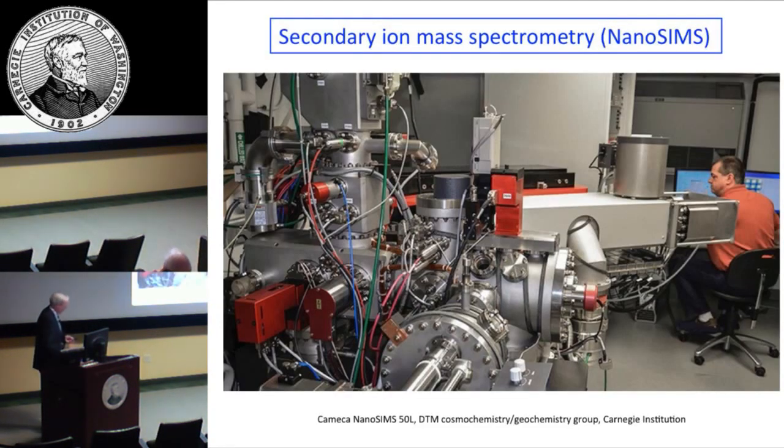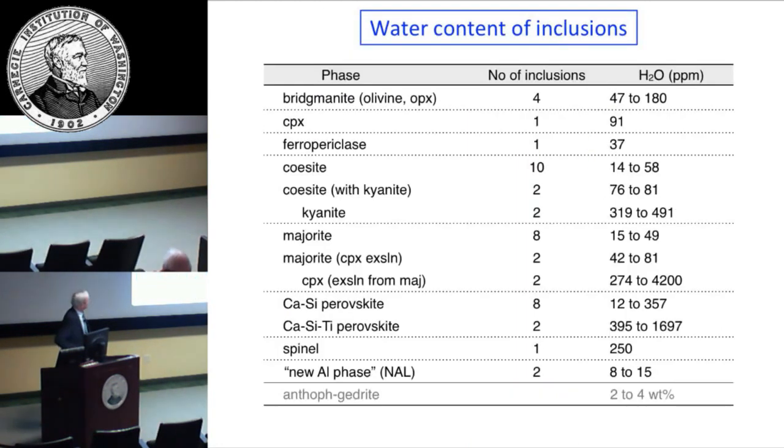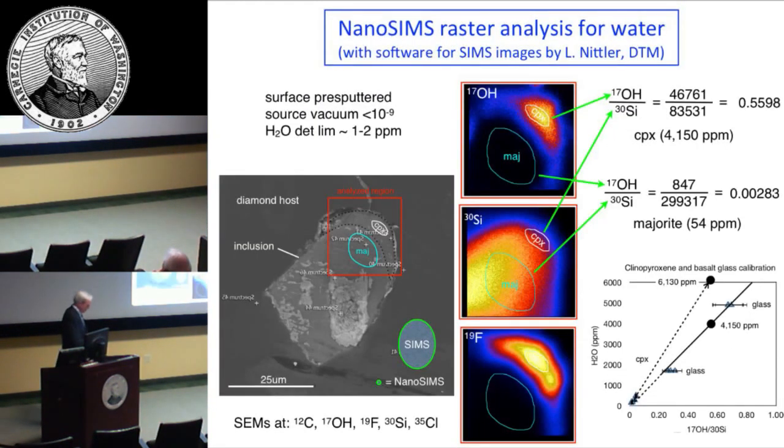So we're ideally suited at Carnegie to do this kind of work because of the NanoSIMS here. And here's the DTM NanoSIMS going to be showcased tonight, I guess. Larry Nittler has written software for it, mostly for his analysis and the finding of presolar grains that have an unusual isotopic composition. But Eric hit on the idea that this rastering software that Larry wrote is ideal for looking at water in these complicated exsolved assemblages in super deep diamonds.